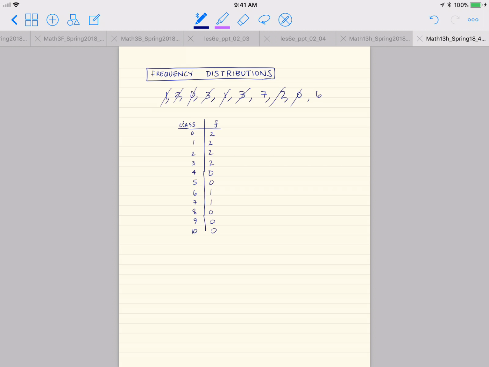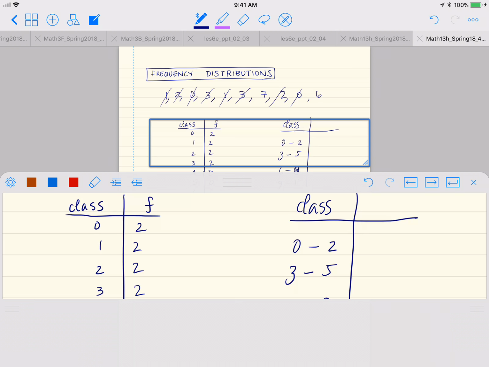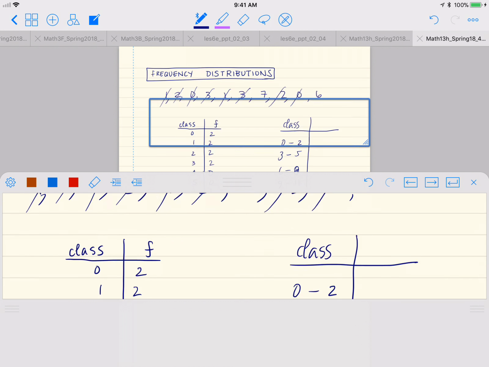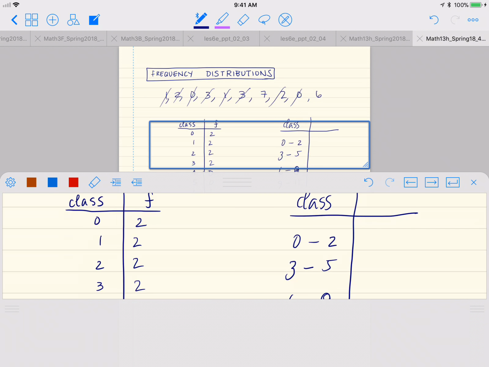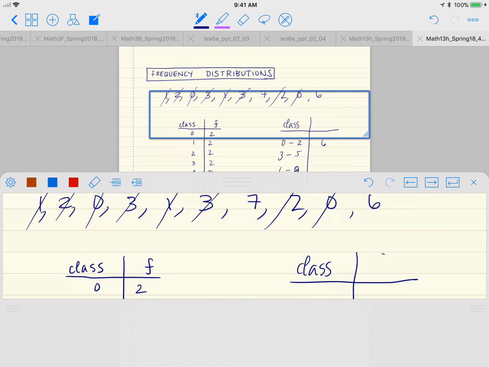Then we have frequency distributions where our class actually has a class width. So we could have from 0 to 2, from 3 to 5, 6 to 8, 9 to 11. And now we would count and see how many data points are in the class 0 to 2. Well, 6. How do I know this? Because over here on the left, I know I have 2 zeros, 2 ones, and 2 twos. So my frequency for this class is going to be 6.